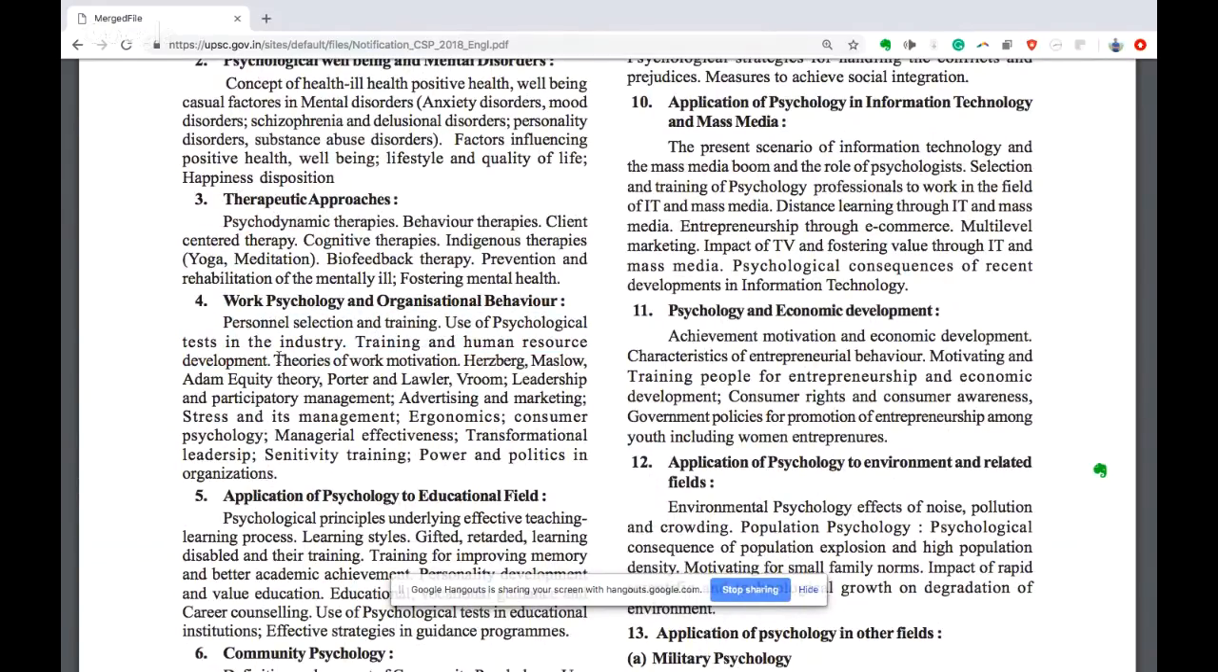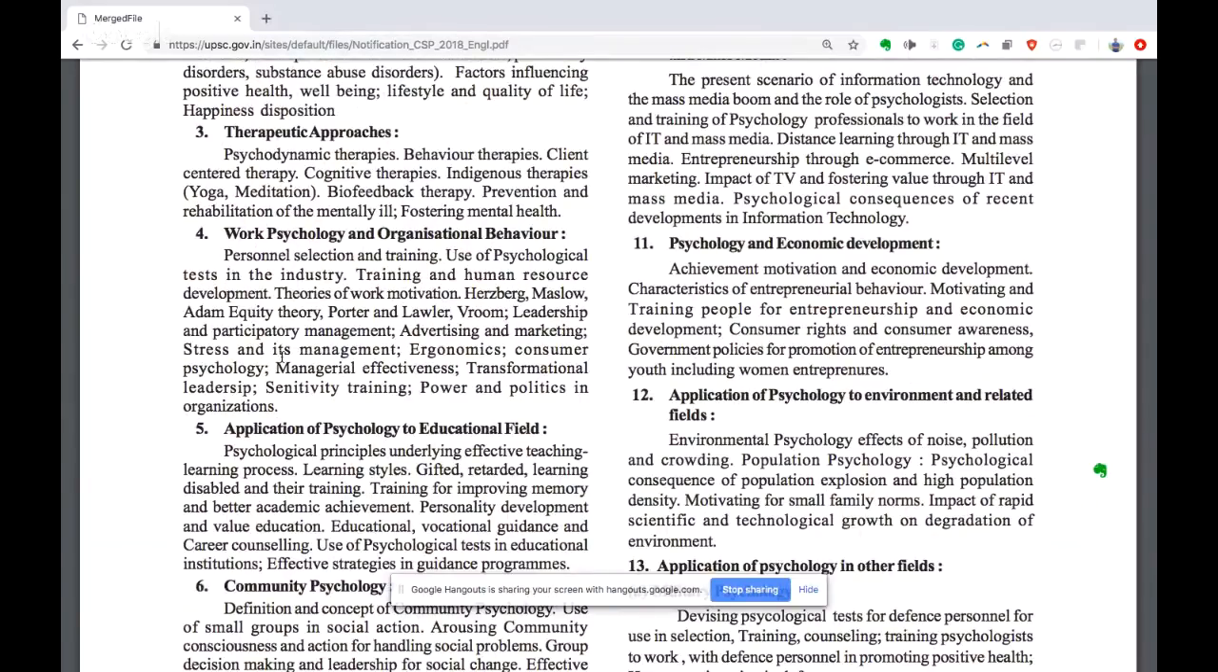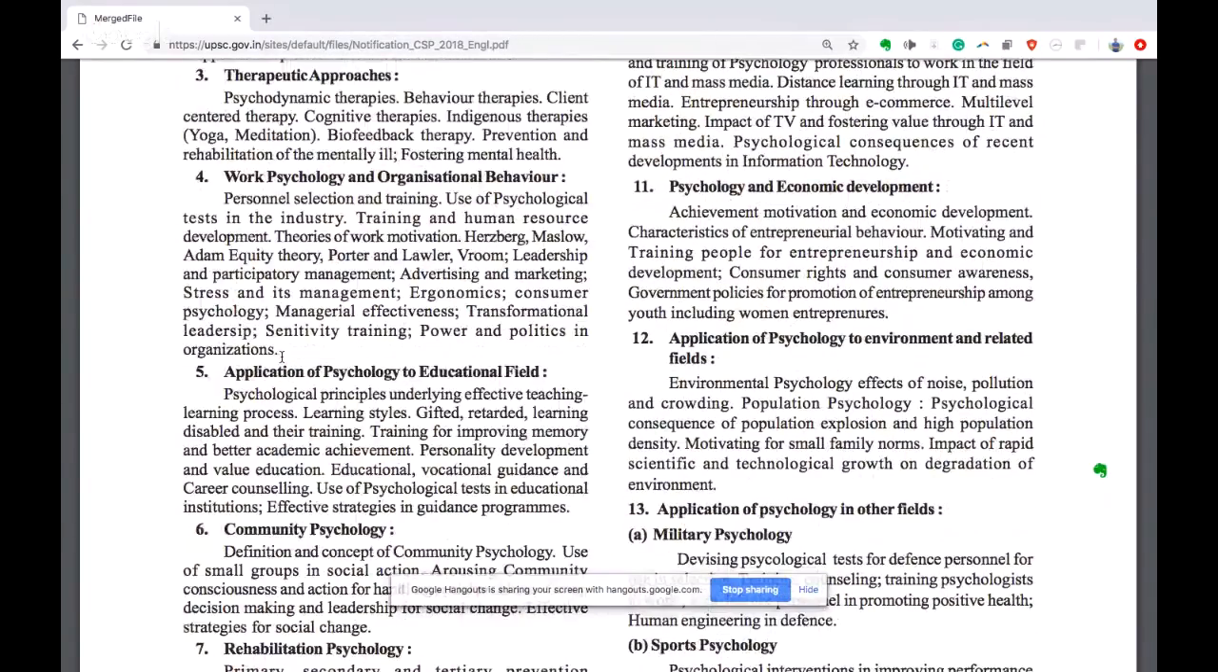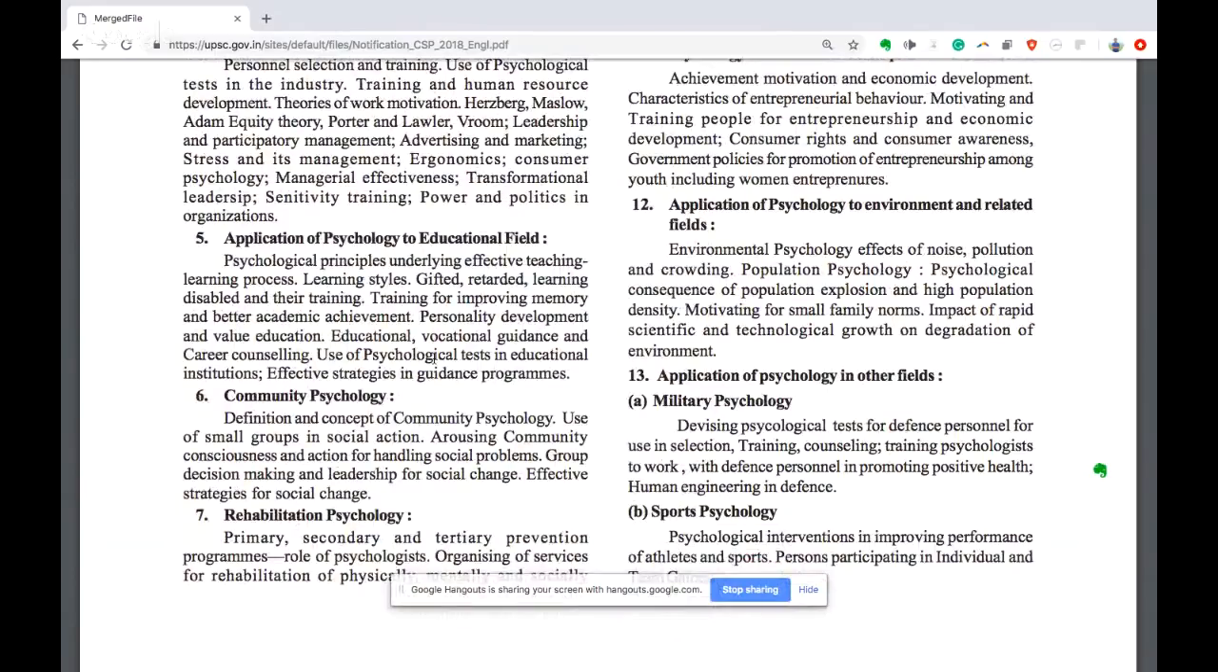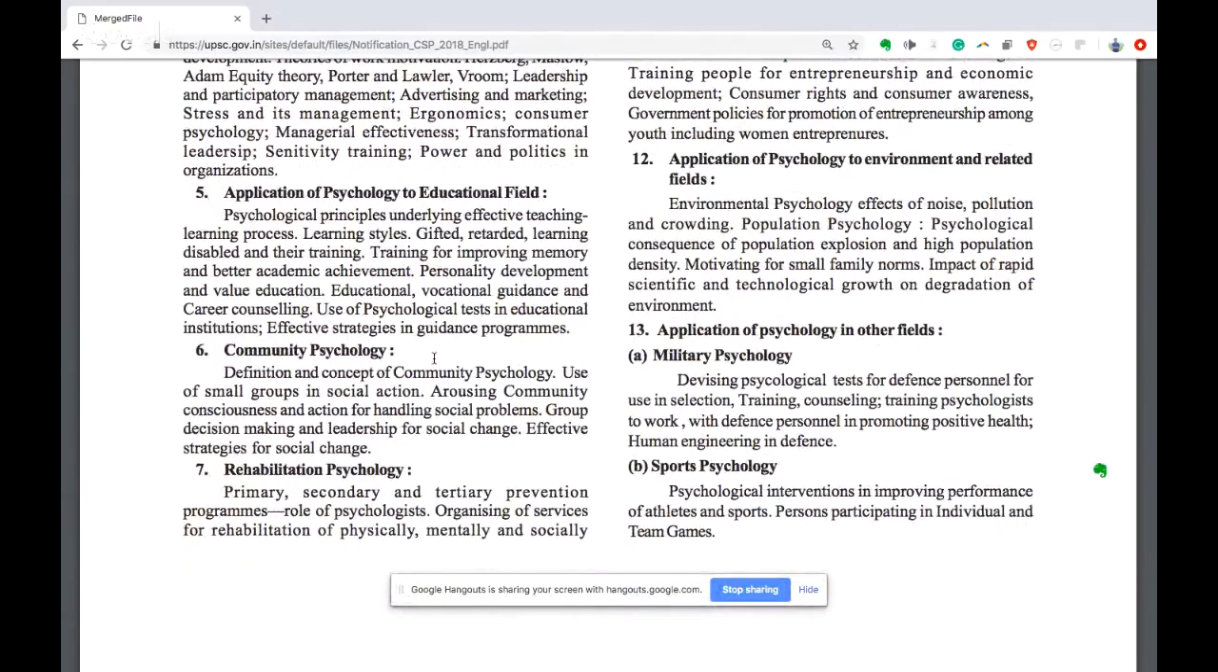See here also, this is the chapter I was talking about, theories of work motivation. This I'll combine in paper 1. You have Herzberg, Maslow, Adams' equity theory, Porter and Lawler, Vroom, those things. Basically, this chapter deals with the psychology of an organization or of people who are working in professional fields. Then in the educational field, how to teach well, how to read well, and how to handle different kinds of students.